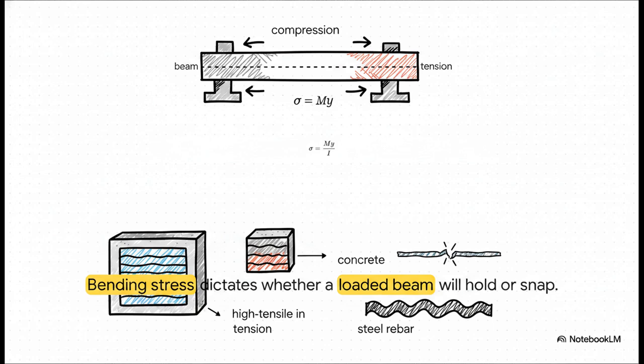This internal warfare is governed by the normal bending stress formula, sigma equals My over I. The bending moment, the distance from the neutral axis, and the cross-section's moment of inertia literally dictate whether that beam holds or snaps.